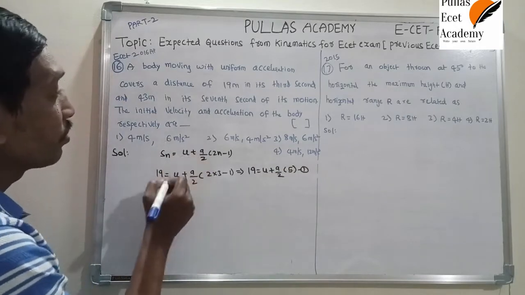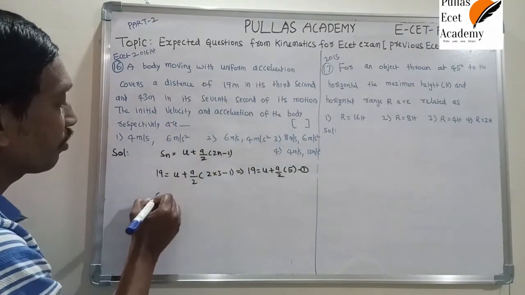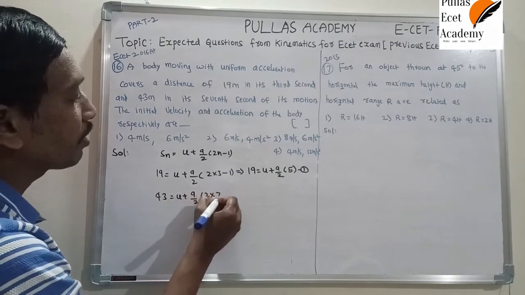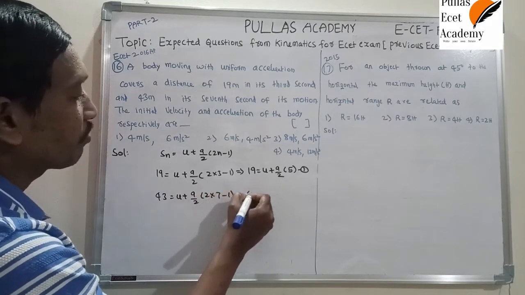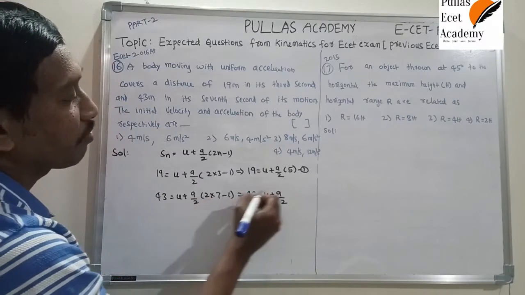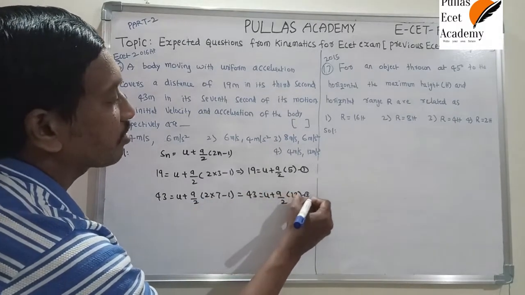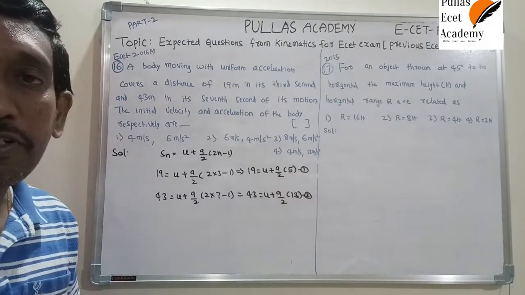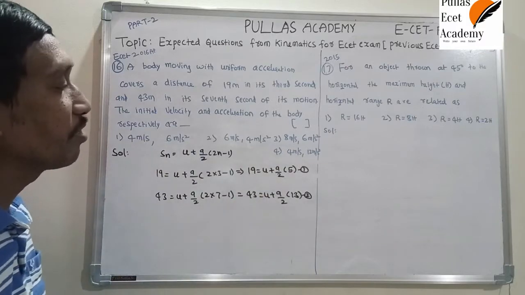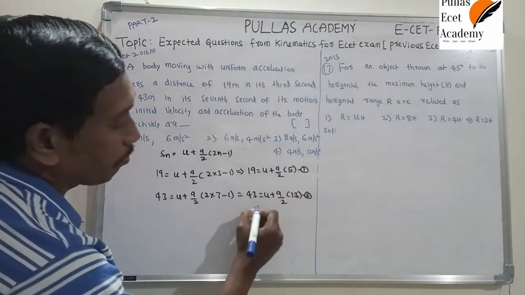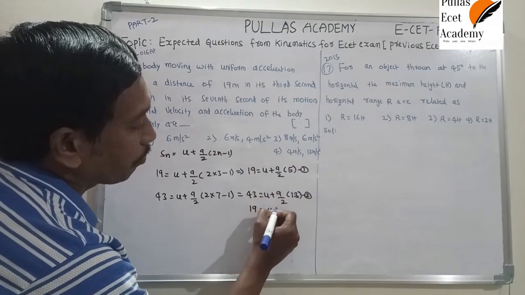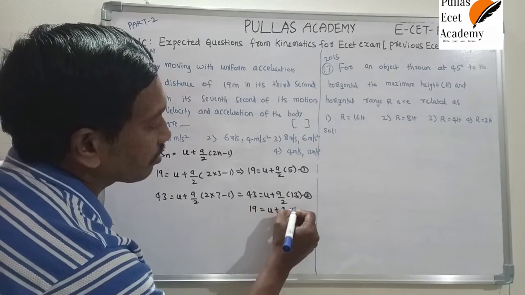In the same way, in the seventh second the distance traveled is 43, so 43 is equal to u plus a by 2 into (7 minus 1 doubled): 14 minus 1 is 13. This is equation 2. By solving these two equations, you get u and a, which is what is asked. Equation 2 is 43 equals u plus a by 2 into 13, and equation 1 is 19 equals u plus a by 2 into 5.